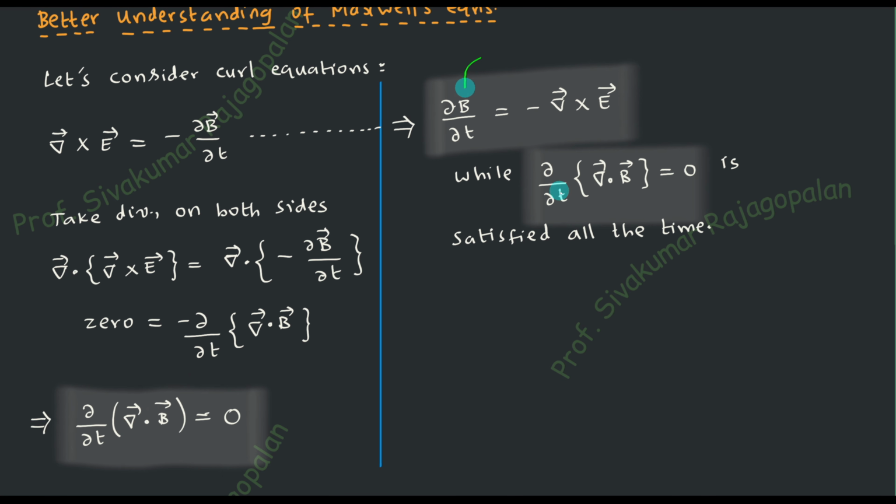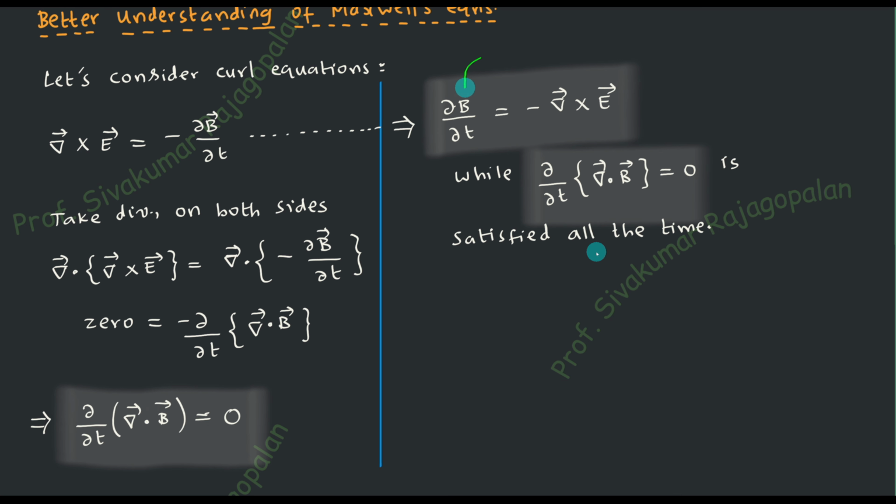So if you integrate this equation on both sides, I'll be getting divergence of B equal to constant. Isn't it? Because ∂/∂t is there, right? So if I integrate both sides with respect to time, then I'll be getting divergence of B equal to constant. But if you do that, then we will be missing some information. That is why we did not integrate on both sides. This equation will tell you that it holds for all time. That is very important.